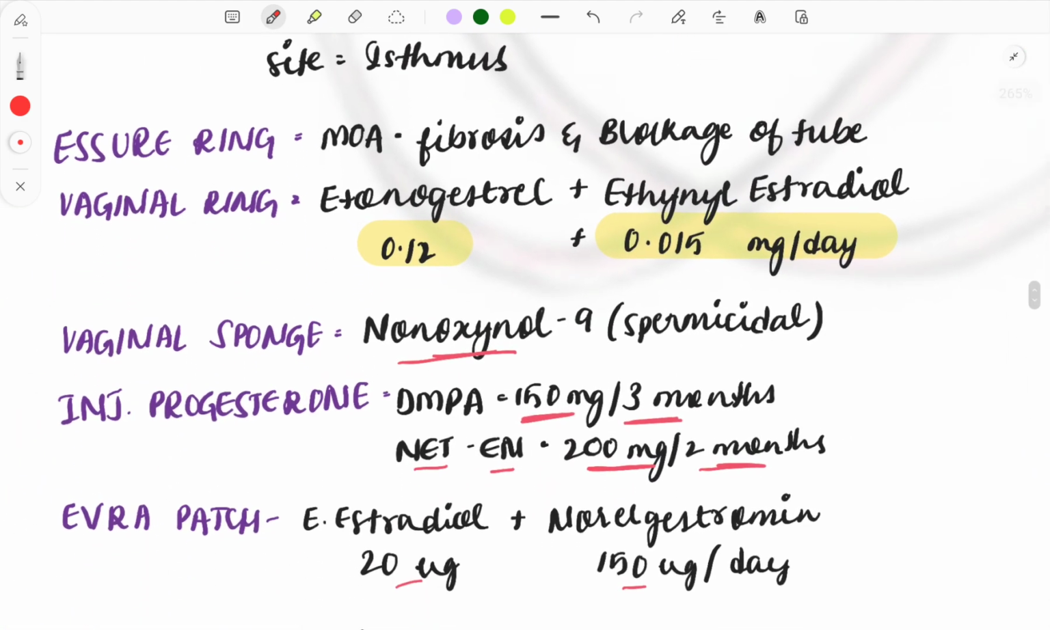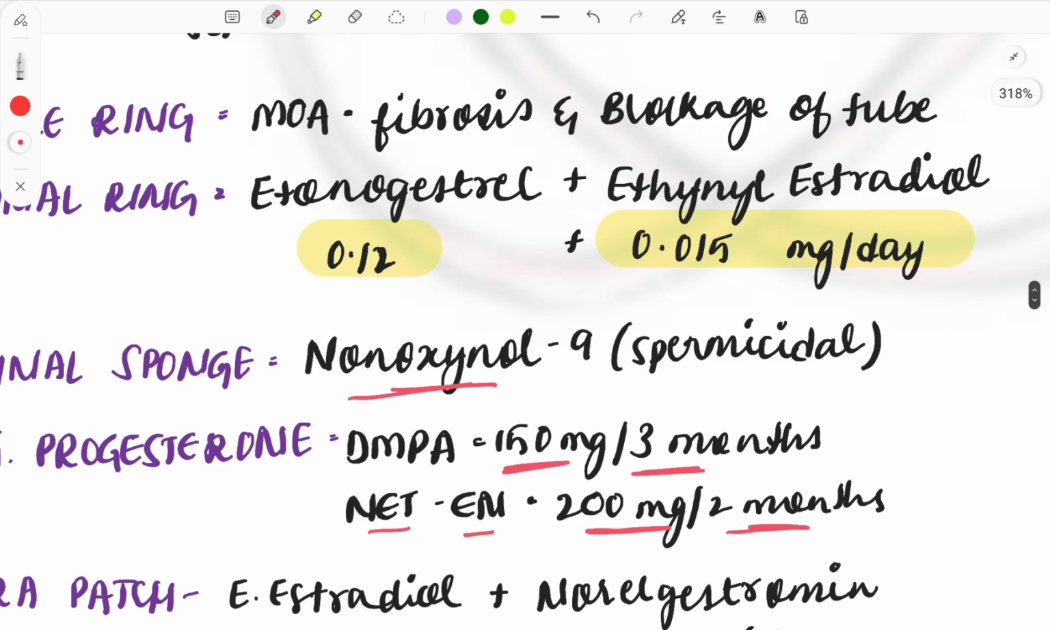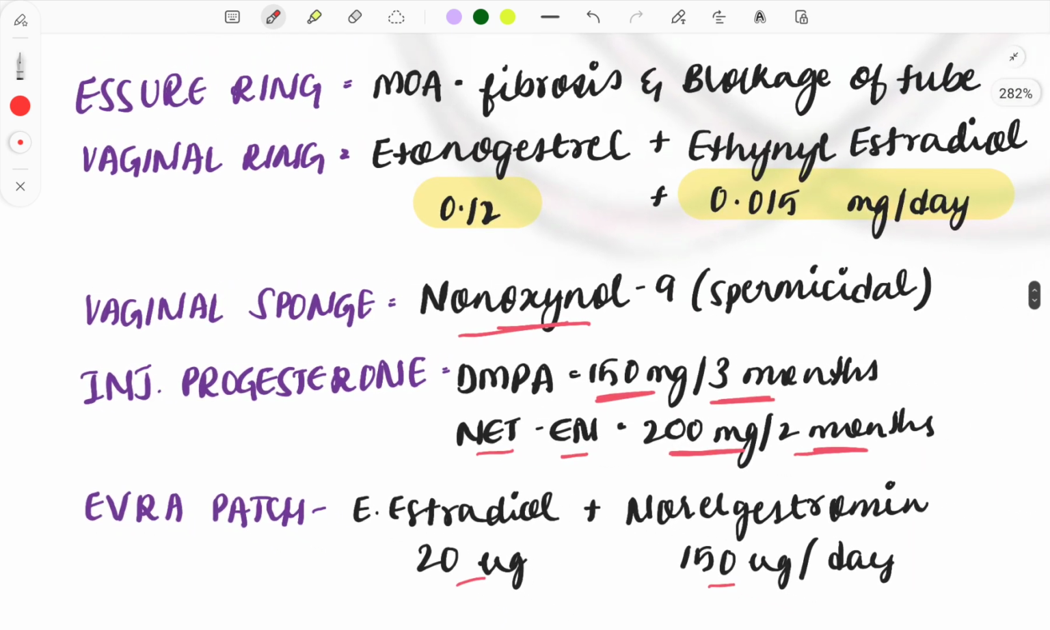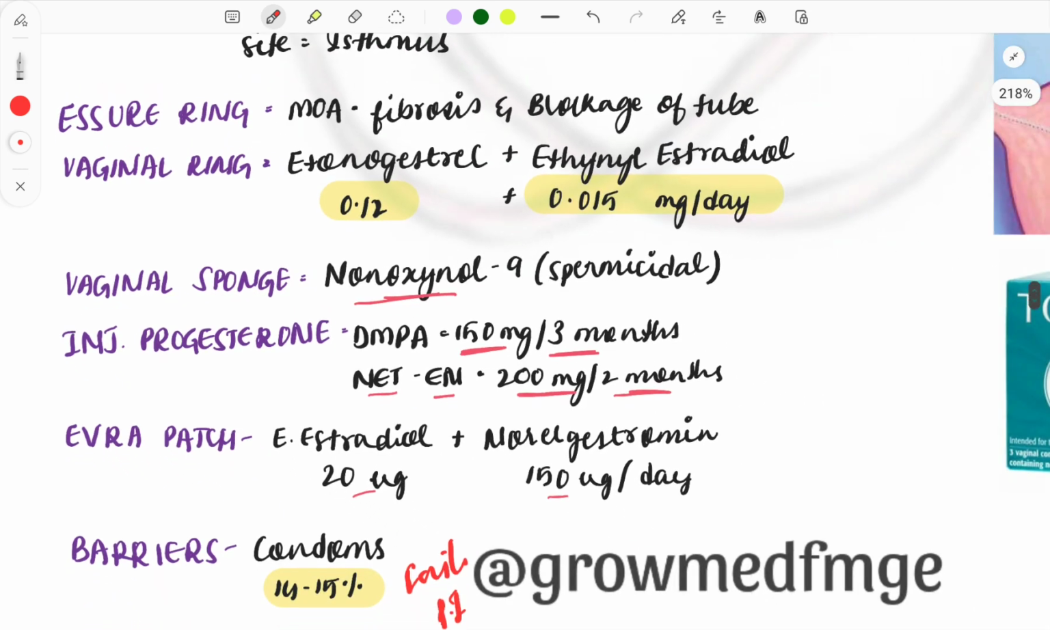So these are the contents of the vaginal ring. Asked as a PYQ: what are the contents of the vaginal ring. Vaginal sponge contains nonoxynol-9, which is a spermicide. This is also a PYQ. Then injectable progesterone, the EVA patch, and barriers.